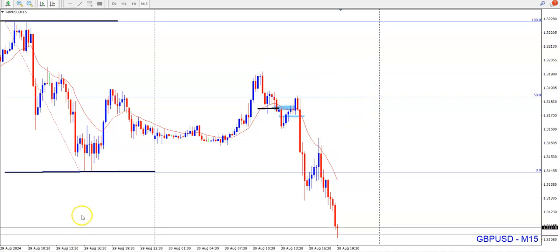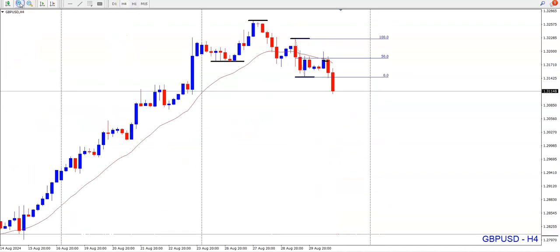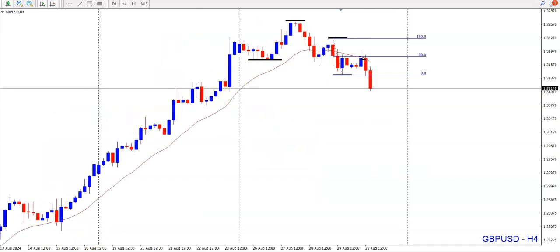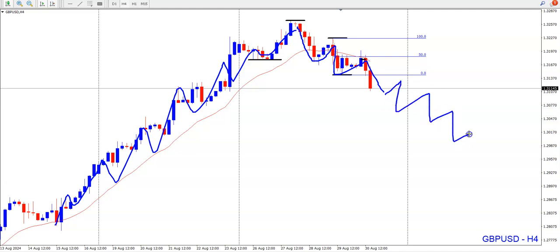So yes, hopefully you learned something from this video to understand how you can trade the potential daily retracements. Of course, as I said before, we have bullish structure on the daily, but when the market is showing a potential reversal, then of course you can look for potential opportunities in the opposite direction.